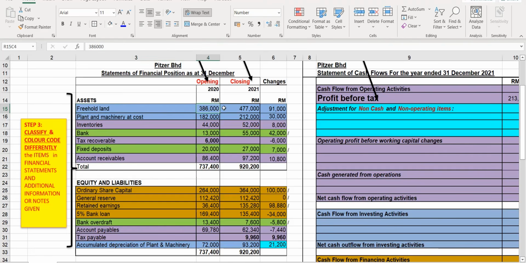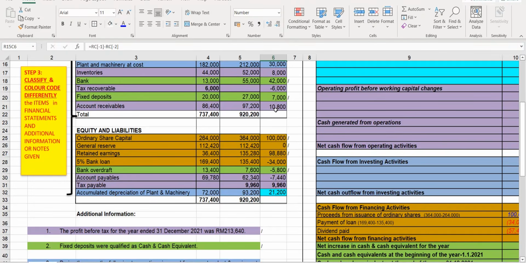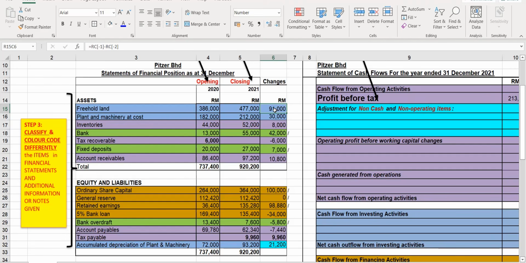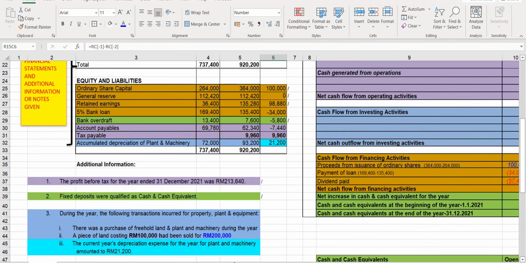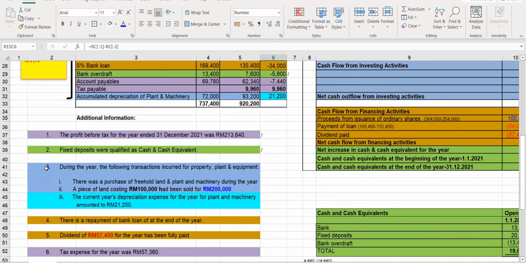You have 386, and now it becomes 477, an increase of 91,000. So that was the change. You cannot simply conclude that that was because you purchased the freehold land. You need to go and check. So you have this information regarding the investing activities. Remember the blue here, number 3.1. These were the transactions incurred for the property, plant and equipment. There was a purchase of freehold land during the year.